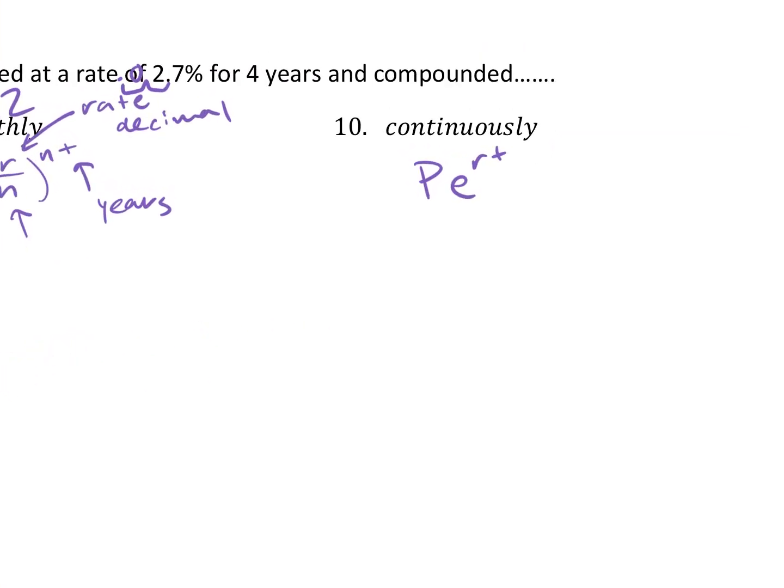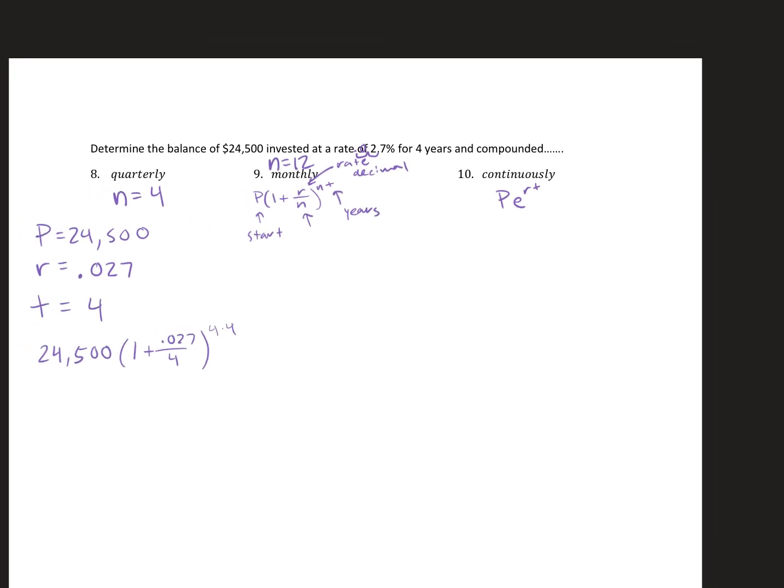When it's compounded continuously, we use E. So P is the same thing, our starting amount, 24,500. E is just a button in our calculator, and it's to the power of 0.027 times T, which is 4. And then we would just put this in the calculator.